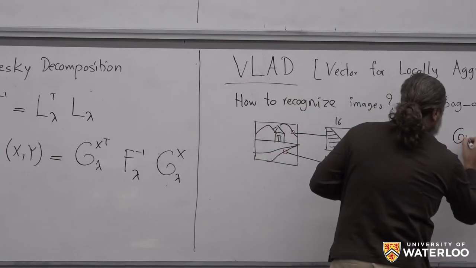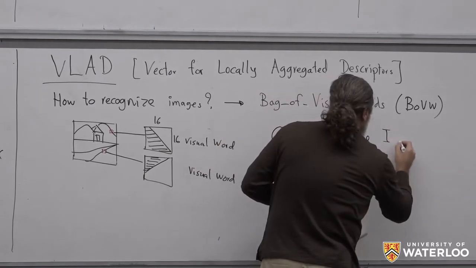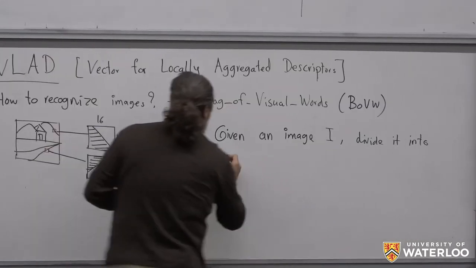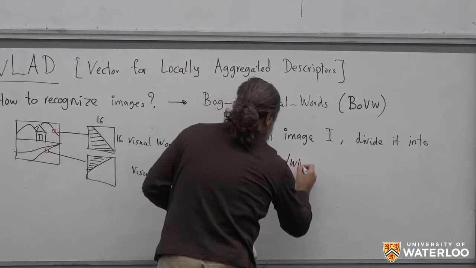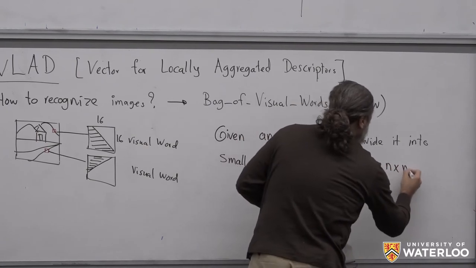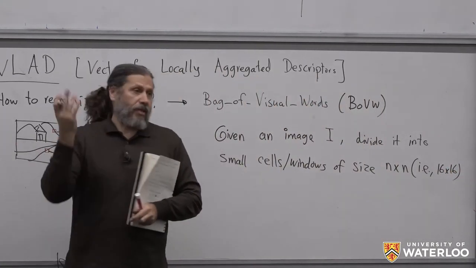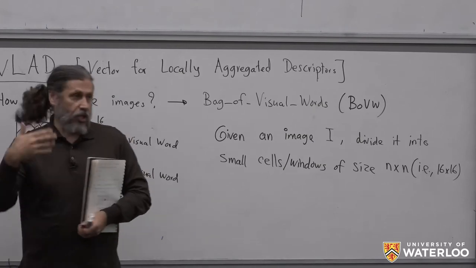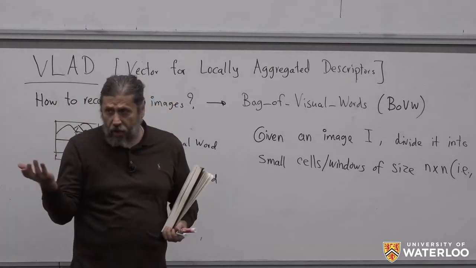So given an image I, divided into small cells or windows of size n by n. Usually, in general, it is 16 by 16. And nobody knows why. It just worked nicely with 16 by 16. If you make it 14 by 14, it collapses. If you make it 18 by 18, for most images it doesn't converge. One of those things that we know empirically, but we cannot theorize. A big part of AI has become empirical.